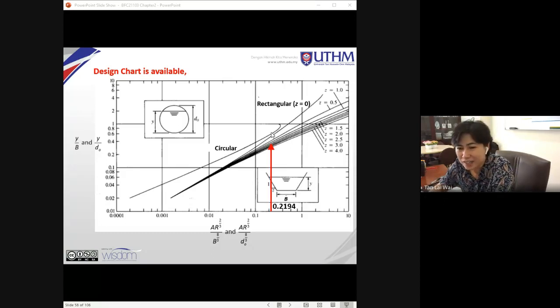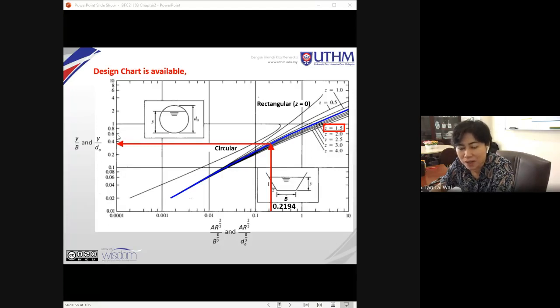Then draw a straight line, a vertical line. When it hits the line of Z, where Z equals 1.5, you intersect with that line, that is the blue line shown. You just draw a line across to read your Y over B value.